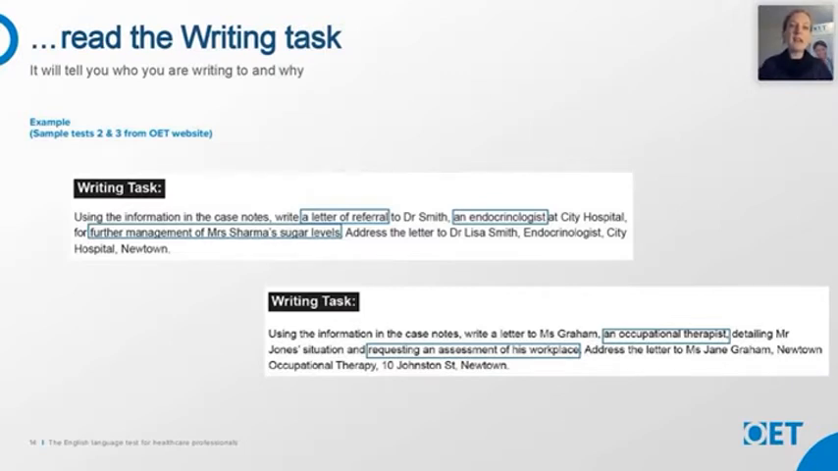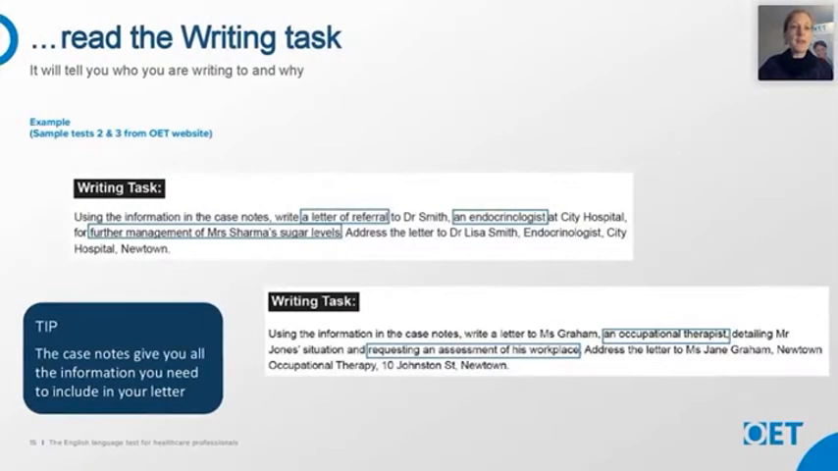This is really still a letter of introduction, so we would still class it as a referral letter. You're introducing the patient to somebody new. There's no existing relationship between the reader and the patient specified. So we're asking the occupational therapist to meet this patient for the first time and to assess the patient's workplace.